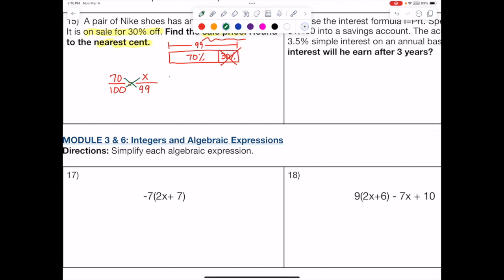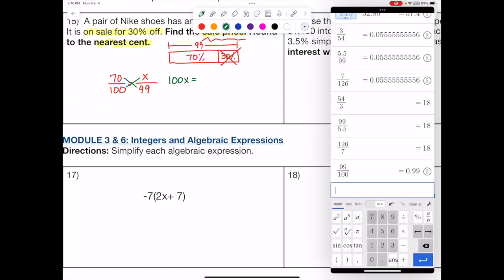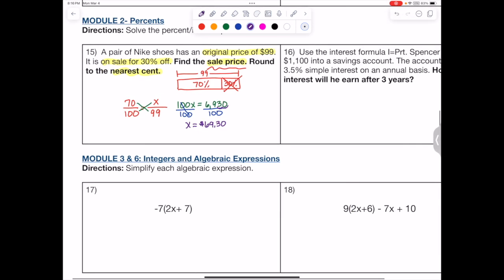If I do it this way, I have 100x equals 70 times 99, which is 6,930. Then we can isolate the variable and divide both sides by 100, and we end up with x equals $69.30 as our sale price after removing 30% of that.